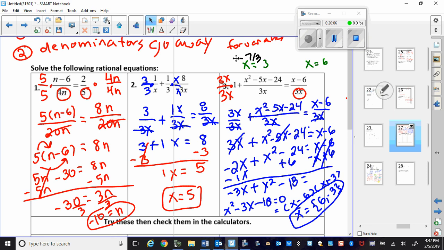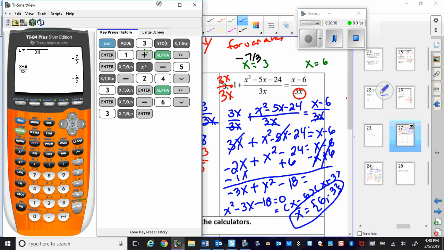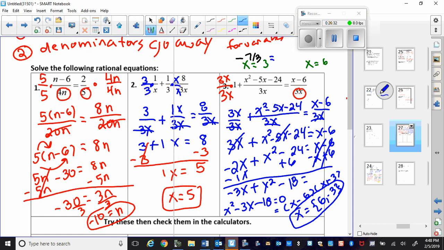The right side, as long as these two sides are equal, then we're in a good place. So alpha y equals, enter, x minus 6 over 3x. Just going to make sure I wrote that correctly. Okay, enter. And I get negative 1 over 3. So is that true? So x equals 3 is probably not a solution.